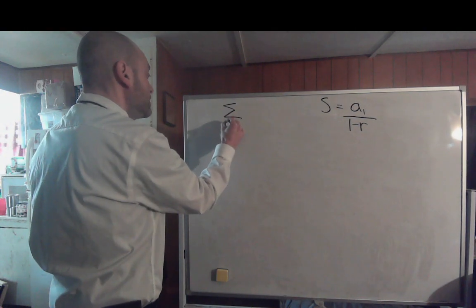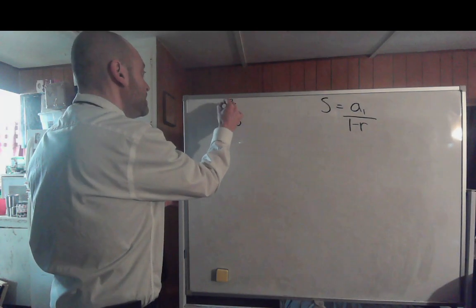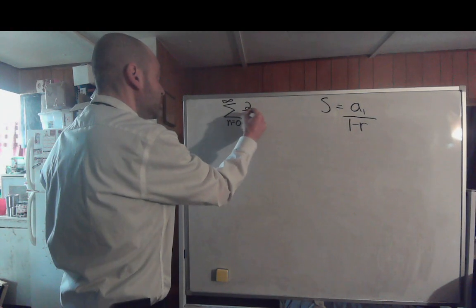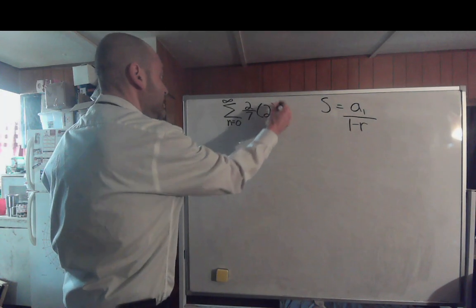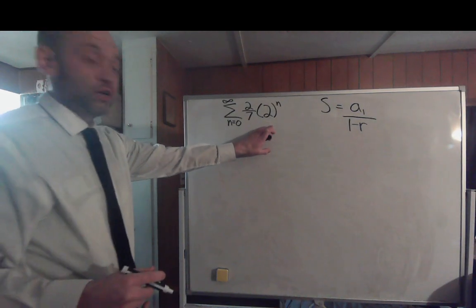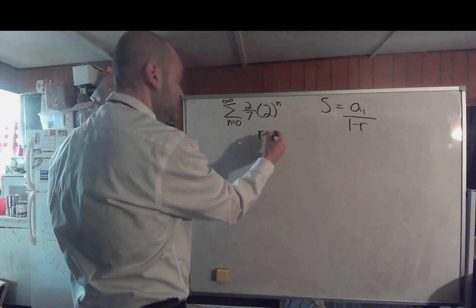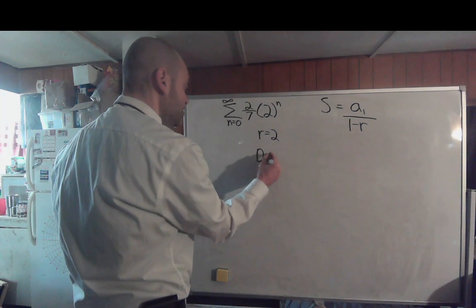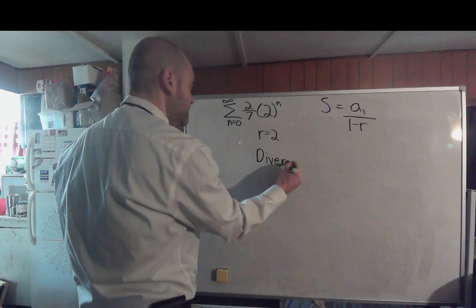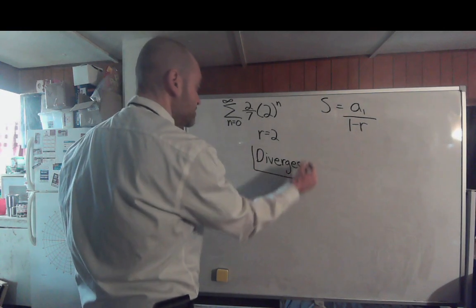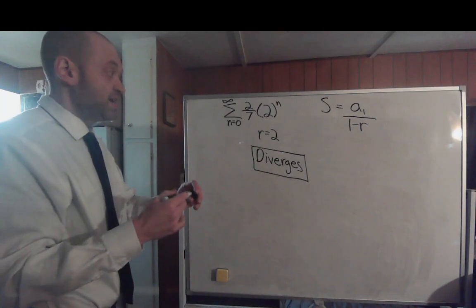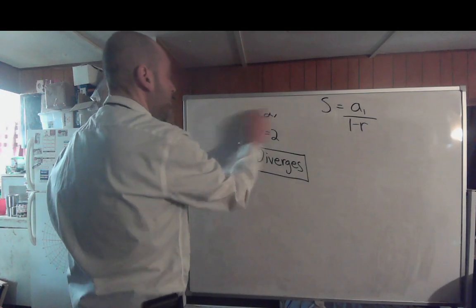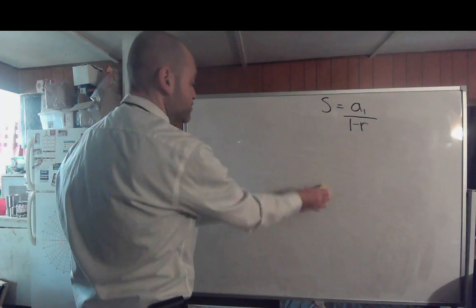All right, we go from n equals 0 to infinity of 2/7 times the quantity of 2 to the n. Well, let's look at our common ratio. What's our common ratio? That equals 2. 2 is definitely greater than 1, so this series diverges. It has no finite solution. It's going to converge to infinity, or it's going to diverge. So there is no sum. This series actually diverges because your common ratio is greater than 1. So that one had no solution there, it just diverges.